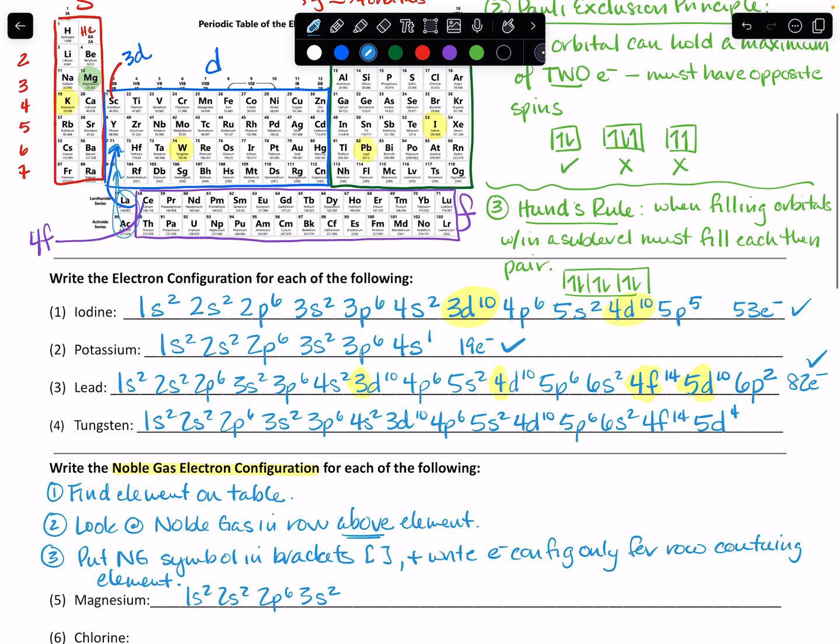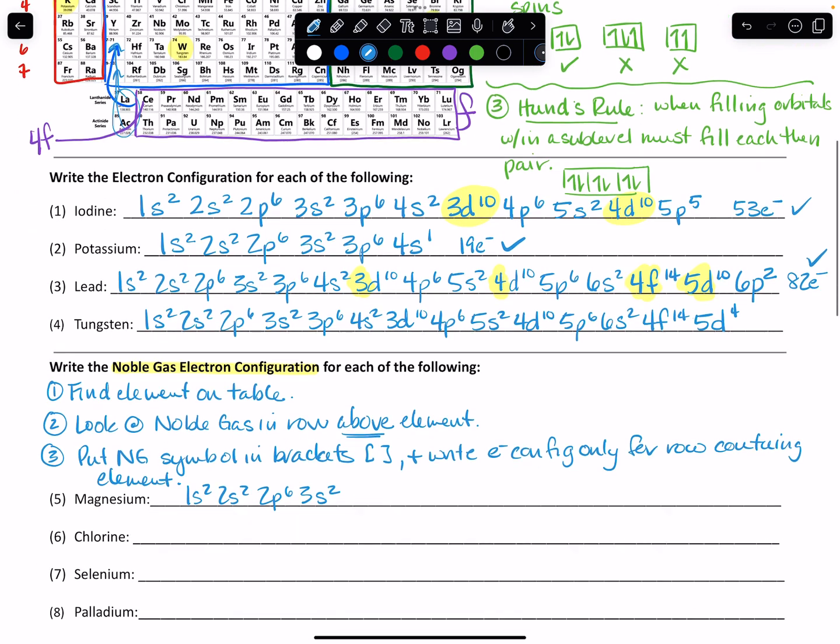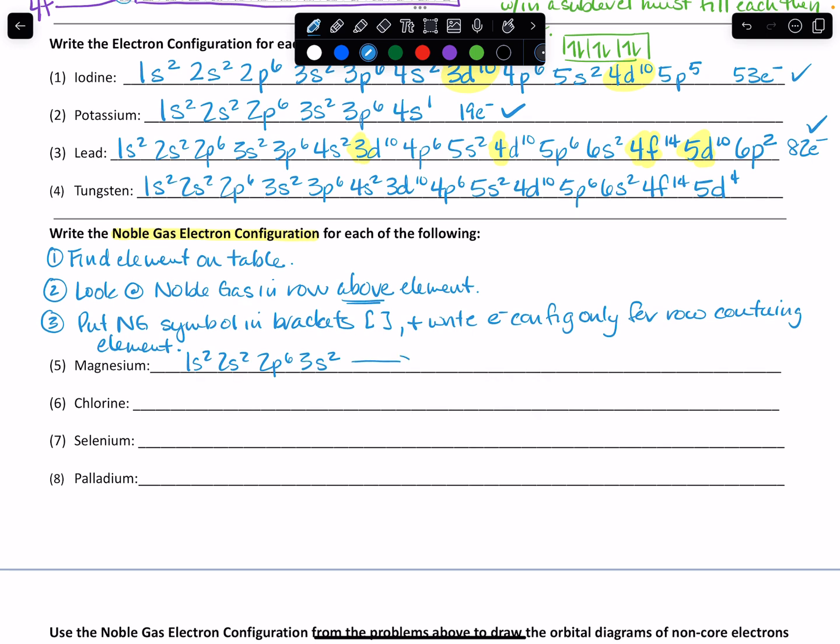Now what I'm going to do this time is go up and all the way to the end, and the periodic table shows me neon as the noble gas. So to write the noble gas configuration, I'm going to say neon in brackets, and that is going to represent this portion of my electron configuration. Because if I wrote the electron configuration for neon, that's what it would look like. So to finish the shorthand or noble gas configuration, I'm only going to write the portion that is not within that core, so 3s2.